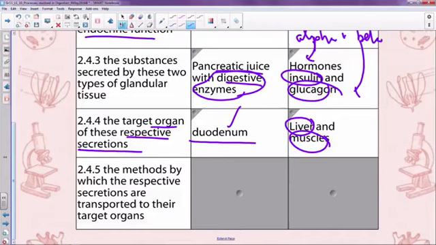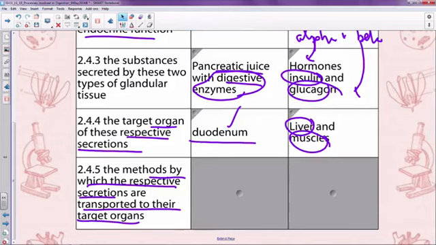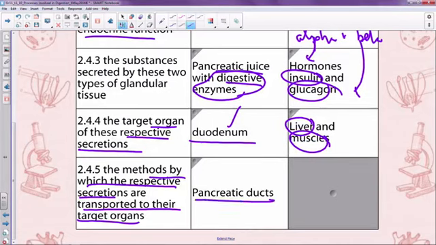2.4.5, we're looking at the methods by which the respective secretions are transported to their target organ. So how are these secretions transported from the pancreas? So when we looked at the exocrine function, you've got the duct, which is called the pancreatic duct. So from the pancreas, you've got a tube that then releases the secretions into the duodenum. That is the pancreatic duct, and that is coming from the pancreas here to release the secretions directly into the duodenum. So this is called the pancreatic duct.